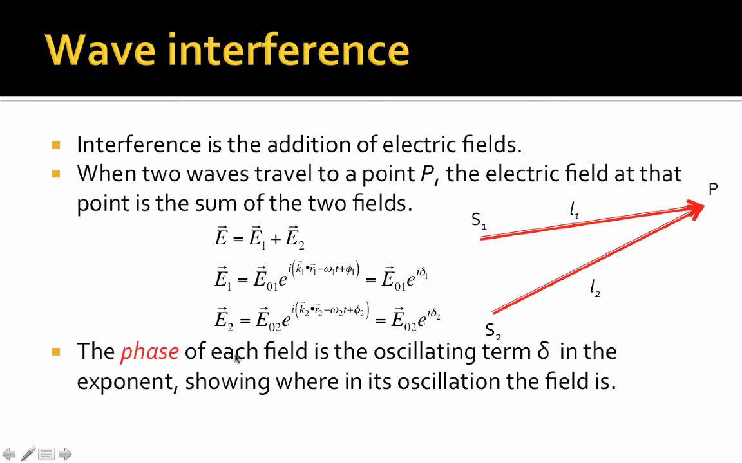The phase is the most important thing as we look at the addition of these waves. And it is the oscillating term, delta 1 and delta 2, showing where in its oscillation, crest to trough to crest again, the electric field actually is. So here the phase example would be 0. This would be a different phase, etc. And once we have a full wave, our phase is now 2 pi. So 0, pi, 2 pi, etc. as we travel along. A full cycle of a wave is 2 pi phase.